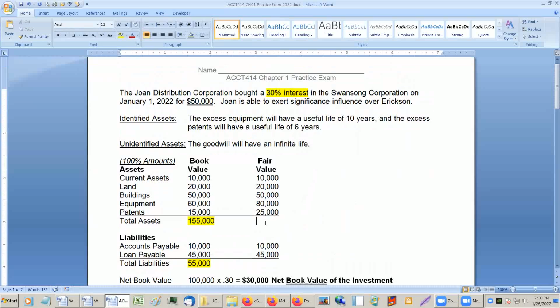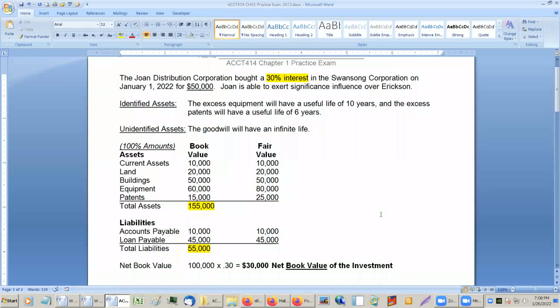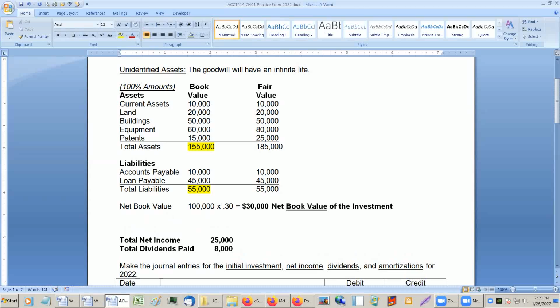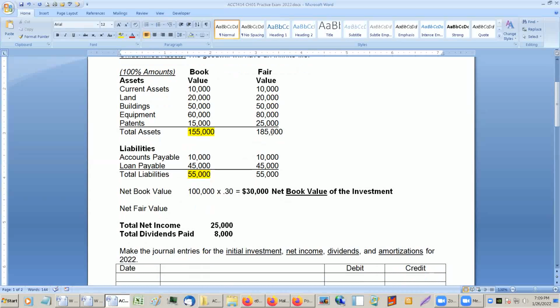For the fair value total assets, that's 185. Okay, so let me put this in here. So it's about 20 and 10. Yeah, 185. And 55. Net fair value would be 185 minus 55 is, 30% will be 39,000. So is it 130, right?